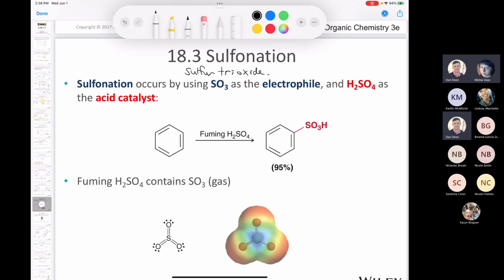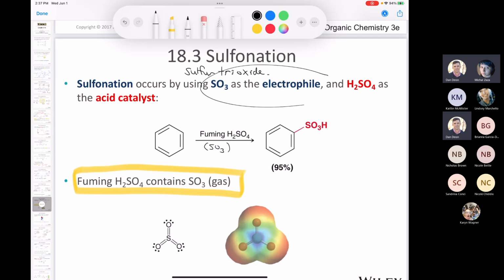Now, sulfur trioxide is a gas. And so what we use is fuming sulfuric acid. And fuming sulfuric acid is just a mixture of sulfuric acid and sulfur trioxide. So they basically take aqueous sulfuric acid and they bubble sulfur trioxide through it. So inside the fuming sulfuric acid, you have the SO3 gas in there already. And you can imagine that sulfur trioxide is a pretty dandy electrophile, as it says here. It says that it's the electrophile.